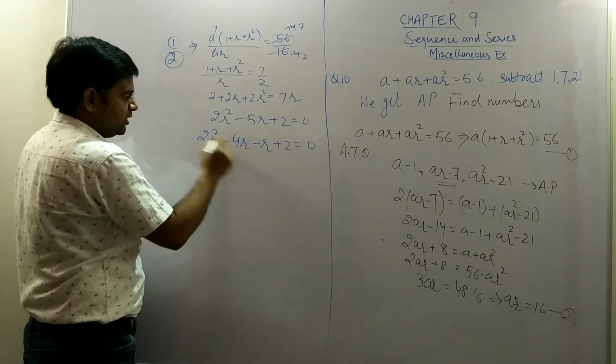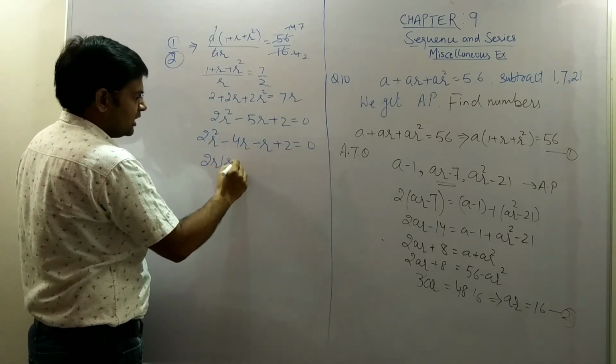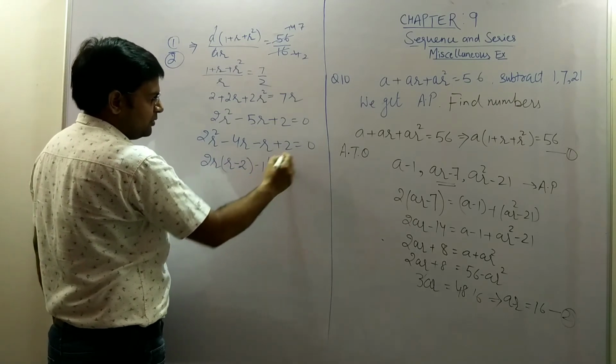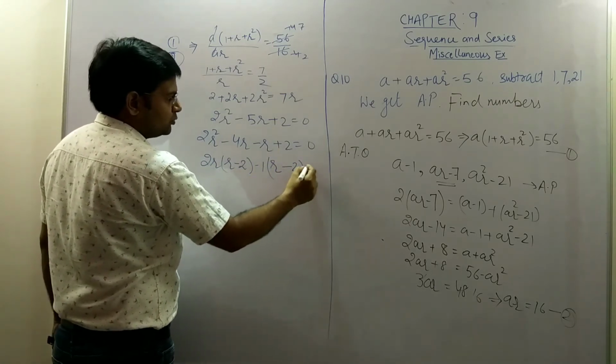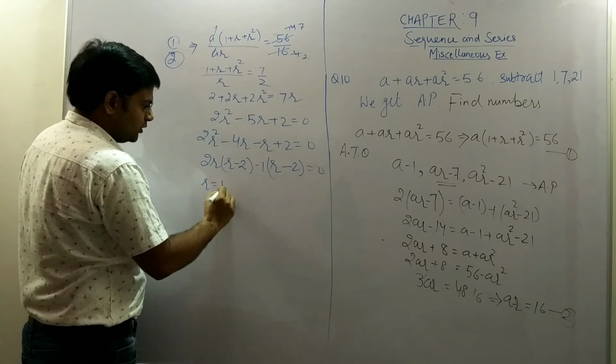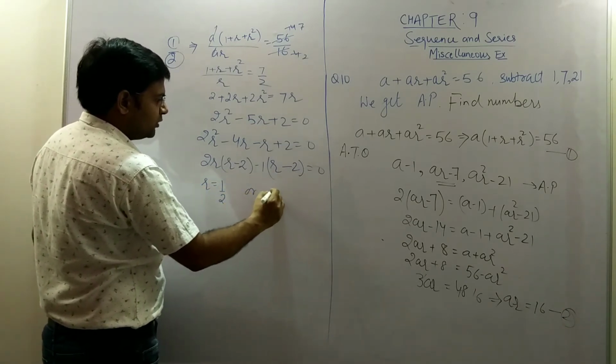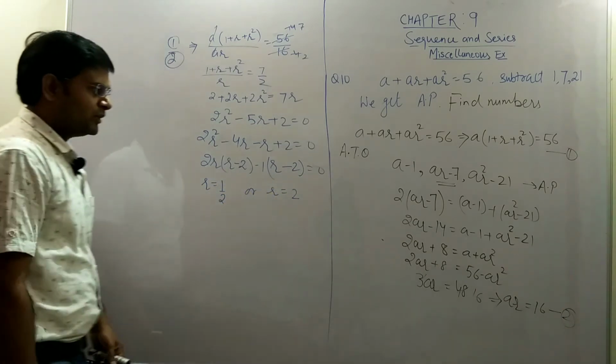So from here 2r can be taken common, so this is r minus 2 minus 1, from here can be taken common, r minus 2 equal to 0. So r is going to be 1 by 2 or r is going to be 2. So we have to accept both the values.